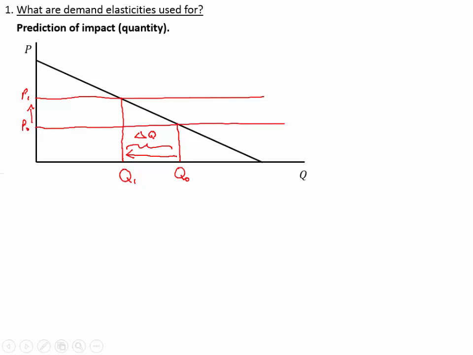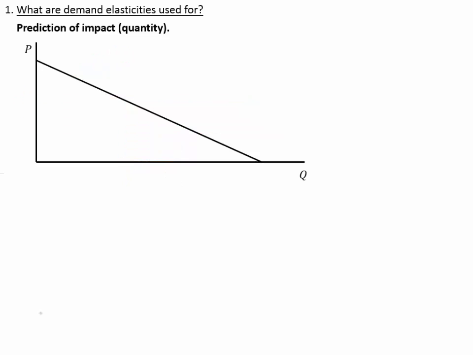In order to determine how big that will be, we need to know first the size of the price change and then also the slope of the demand curve. So we're going to have to come up with an actual real estimate of that slope. And that's what we're going to use the elasticity for.